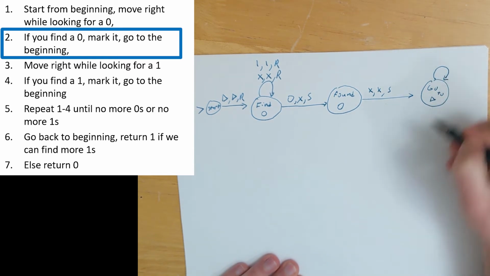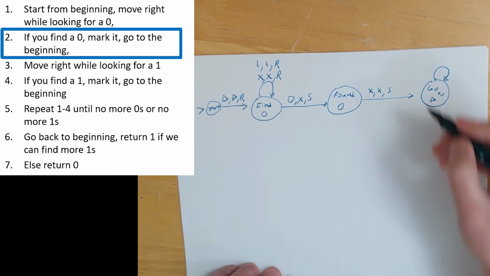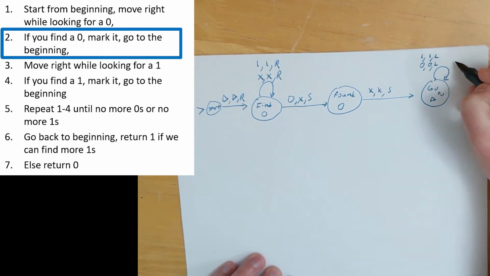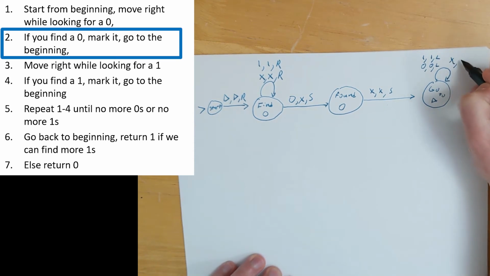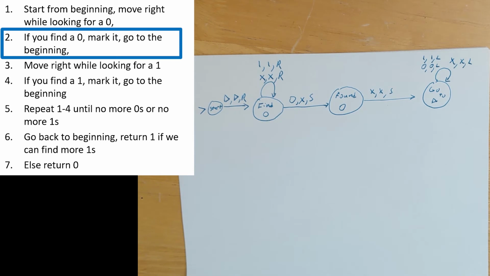So what I'm going to do here is for any character that's not the start of tape symbol, I want to just go to the left. So if I see a 0, don't change it, move left. If I see a 1, don't change it, move left. If I see a marked off character, don't change it, move left. So this just says, keep going left as long as you're looking at something besides the start of the tape.